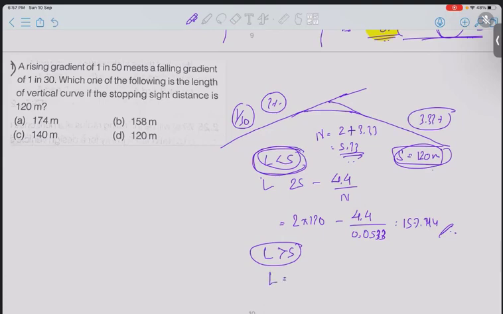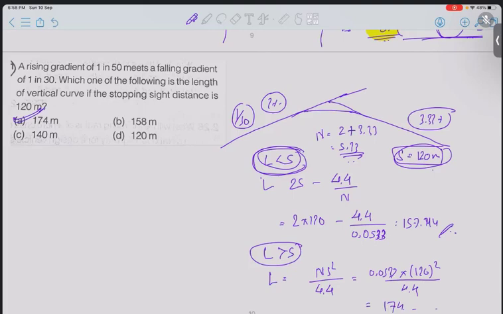In that case, the formula is N S square divided by 4.4. So it is 0.0533 into 120 square divided by 4.4. And when you do the calculation, you get the answer 174 point something or 173. So the closest option is 174 meters. It is just a repeat of our previous question. I don't think there should be any doubt in this.